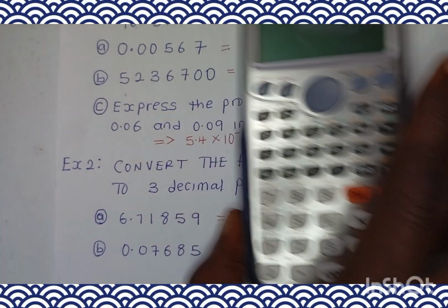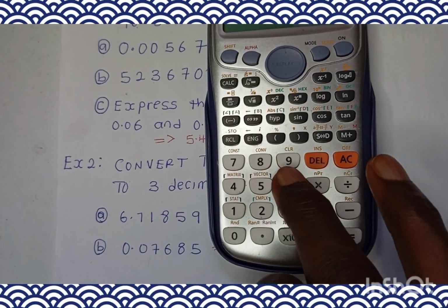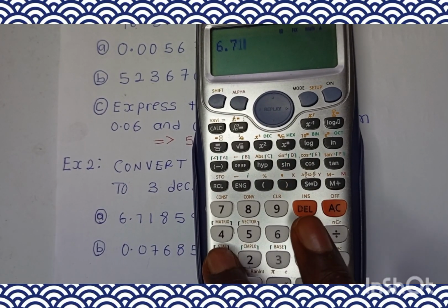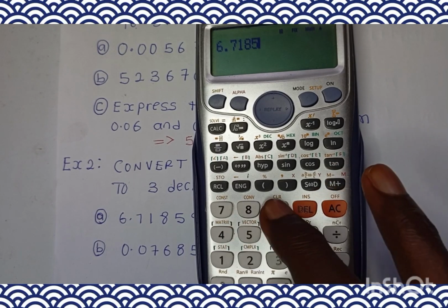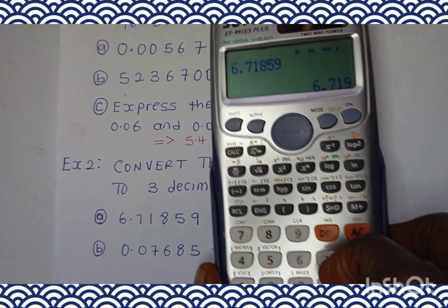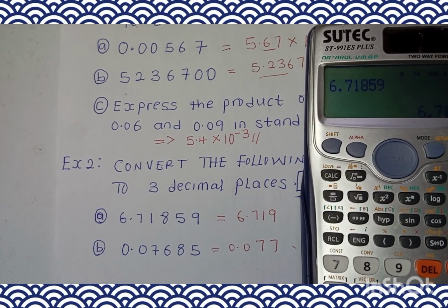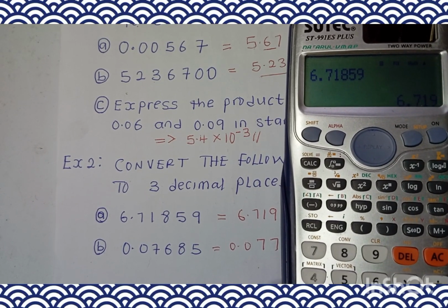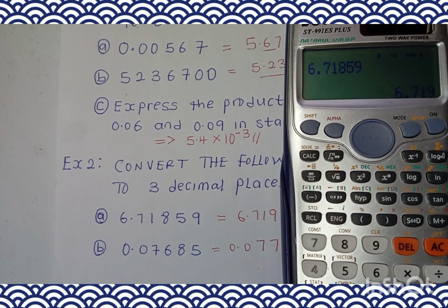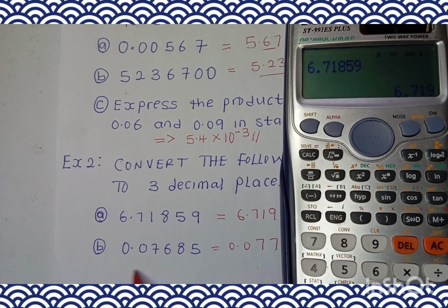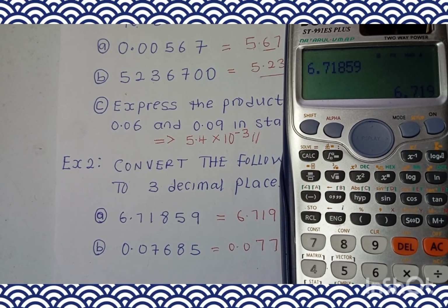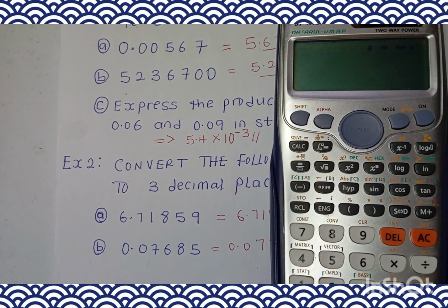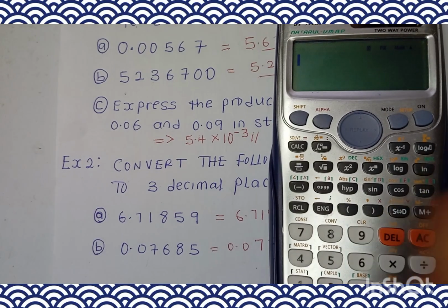So you're going to have the number written 6.71859, equal to, and definitely the answer will be in 3 decimal places: 6.719, as you can see, is the answer. Then the second one, we want to fix it to 3 decimal places also. We already have the calculator in 3 decimal places, so I don't need to initiate the process again.